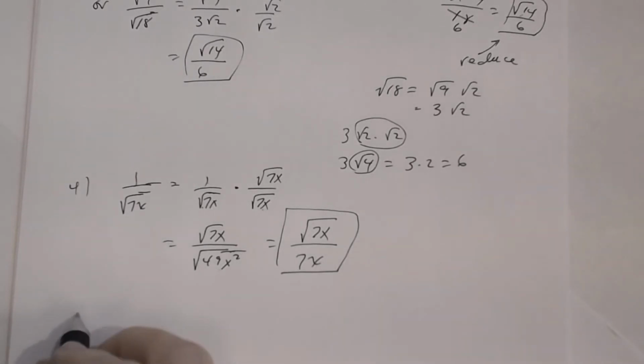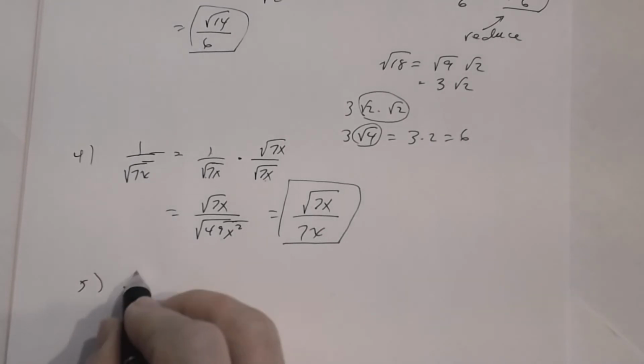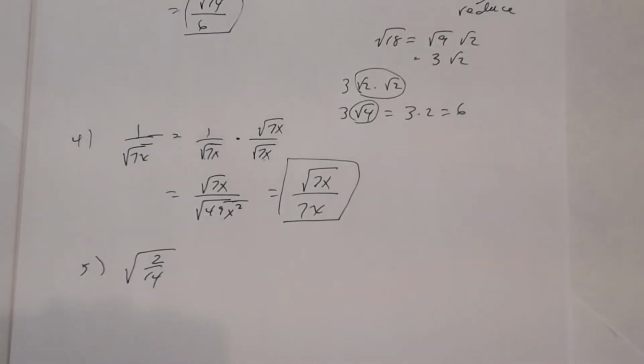All right, number 5. Number 5, we have the square root of 2/14. Okay. Now, make things easy on yourself.